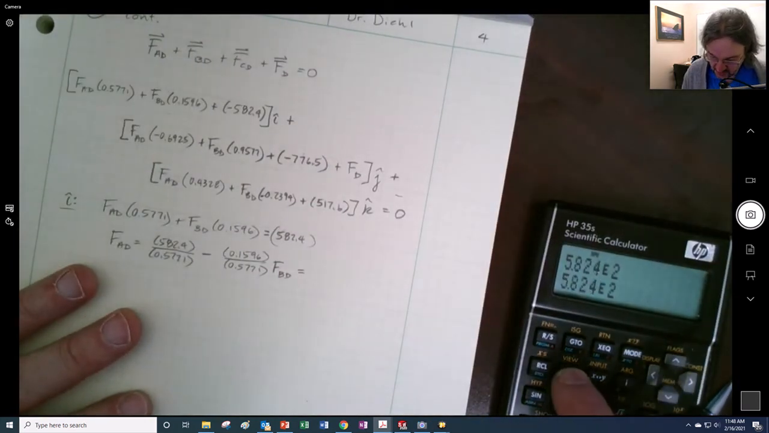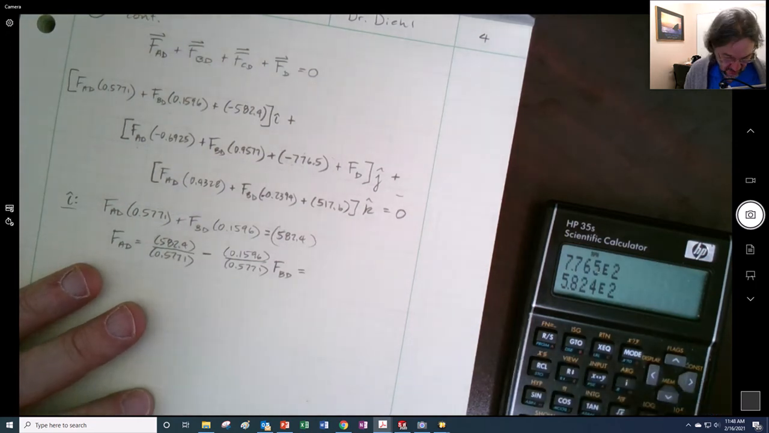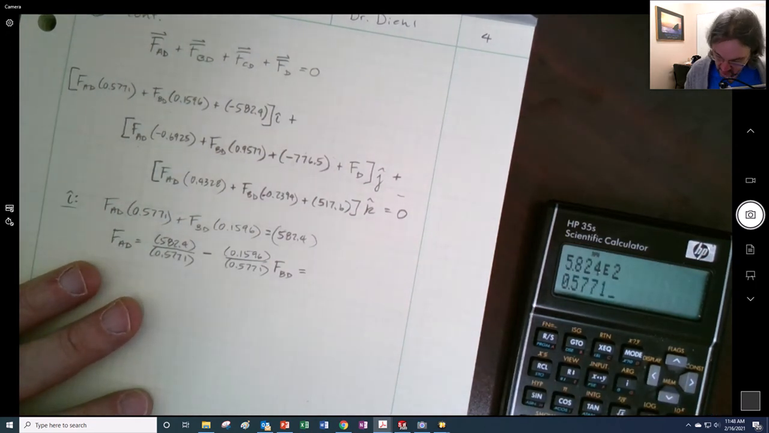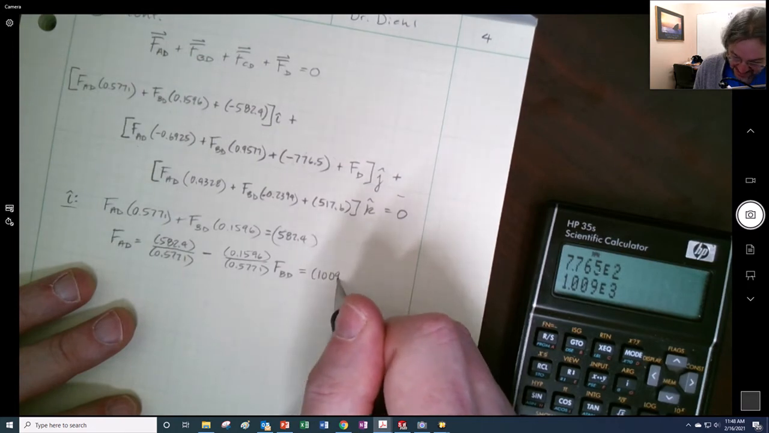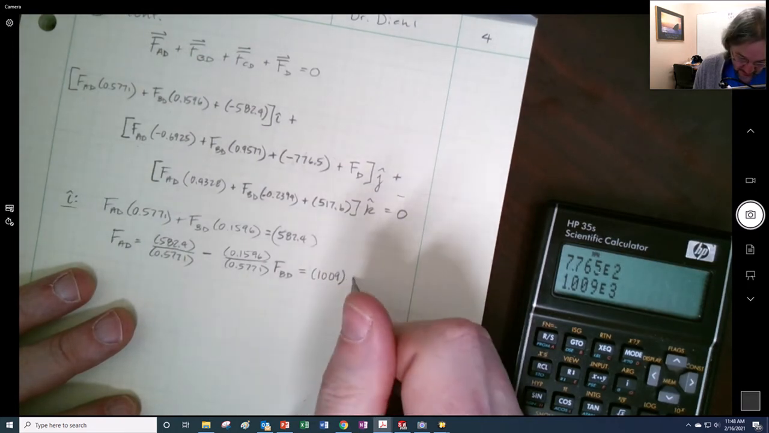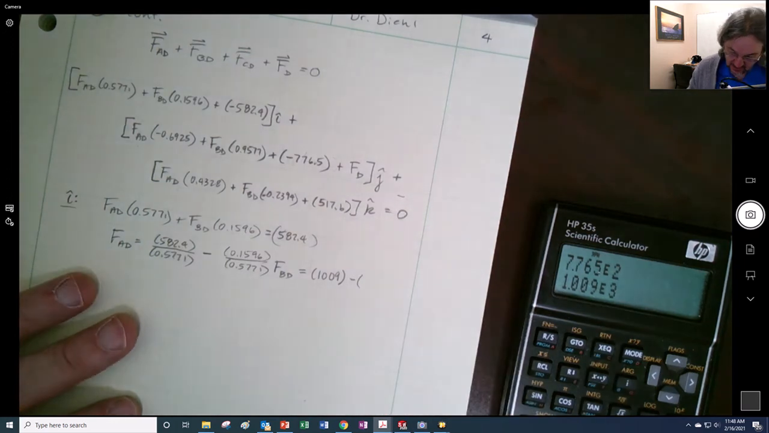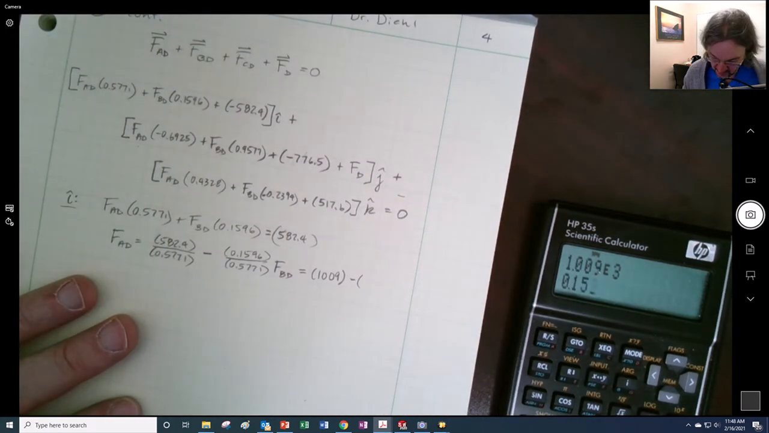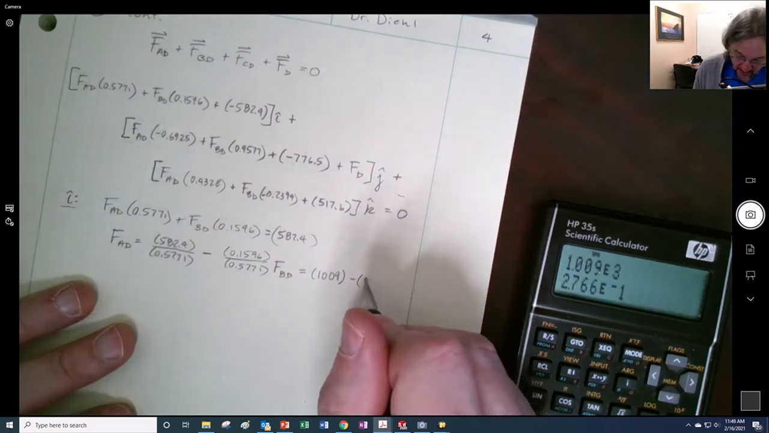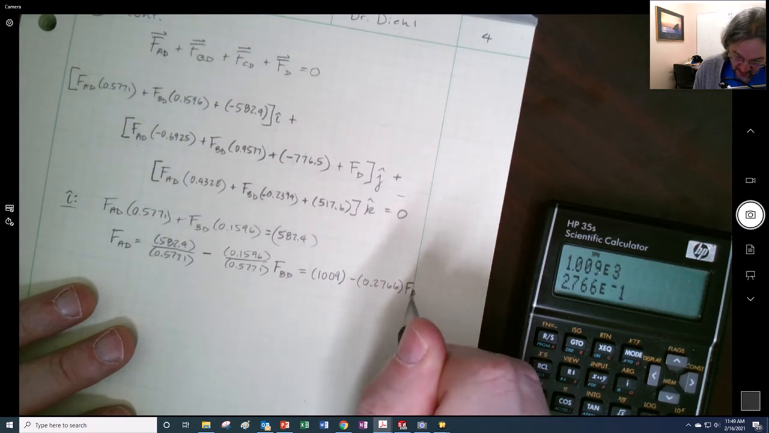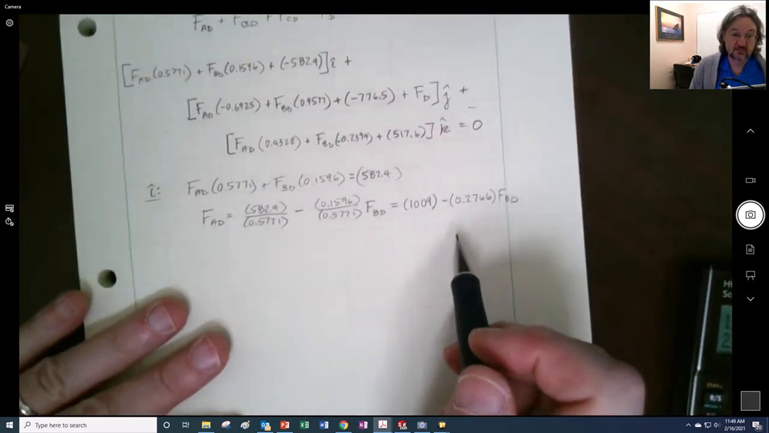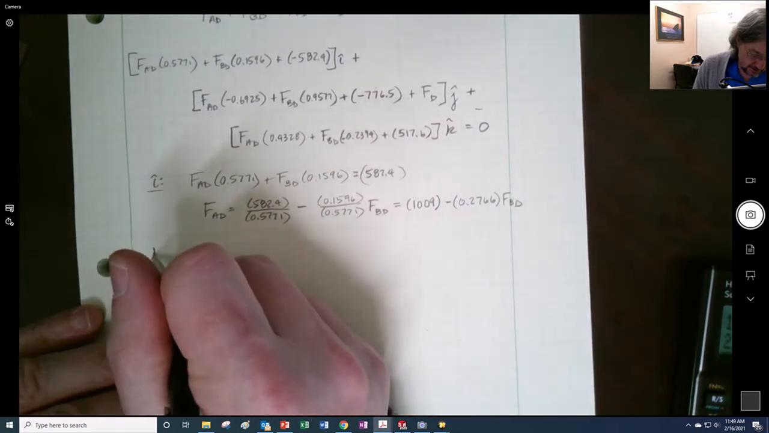Can I use anything in my stack? I can. I can do that. 0.5771 divided. So we're going to find that's going to be 1009 minus and 0.1596, 0.5771 divided. We're going to get 0.2766 FBD, right? And then I'm going to jump to my K.